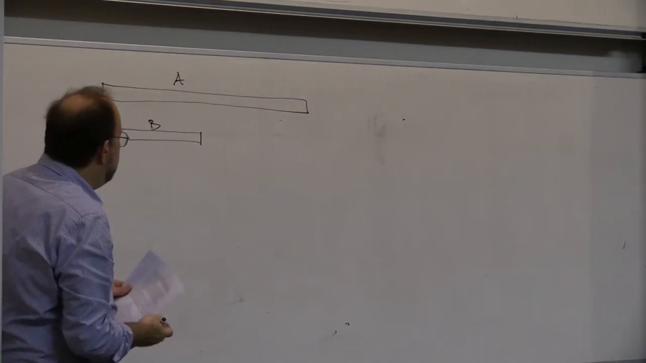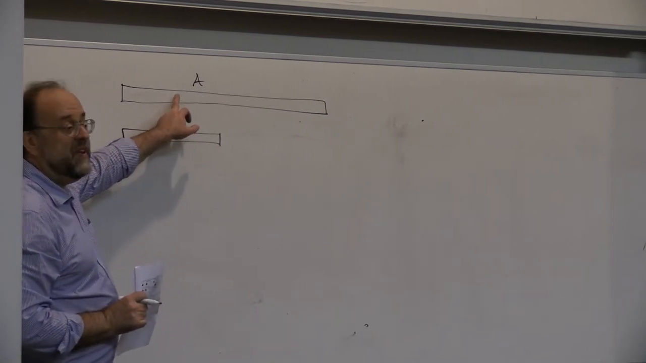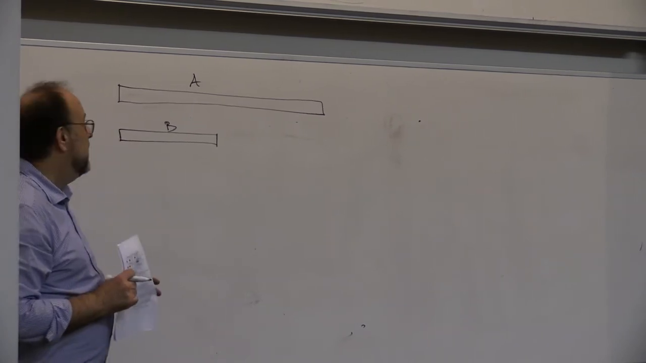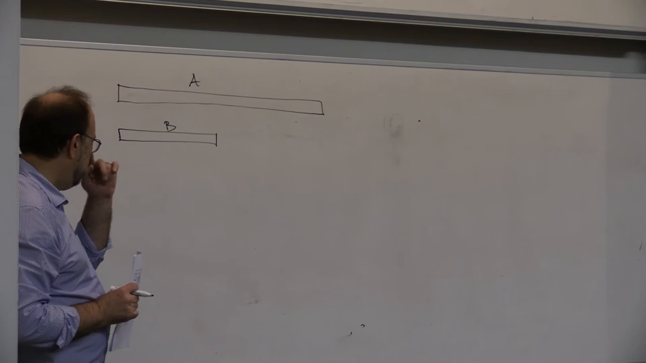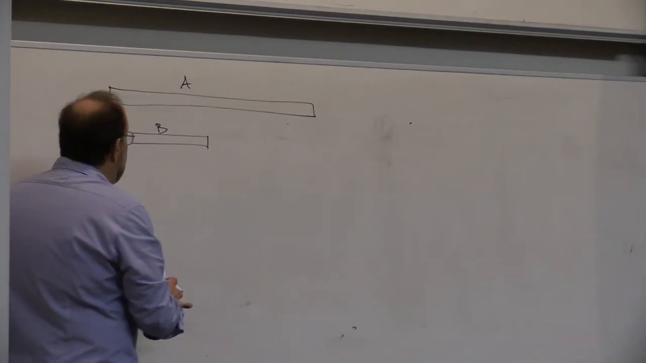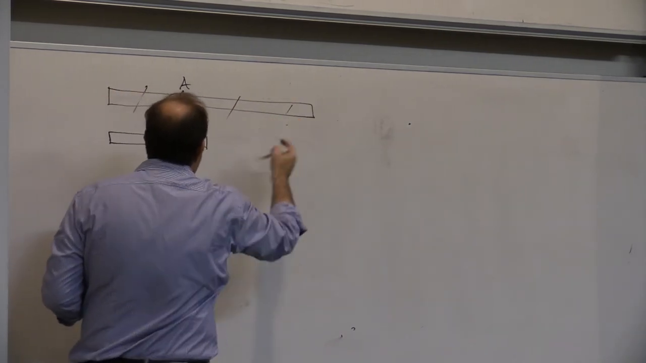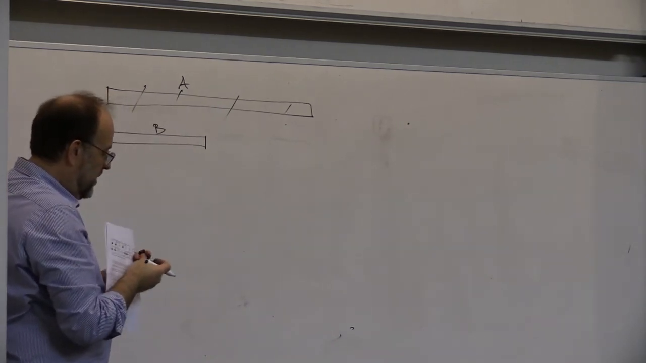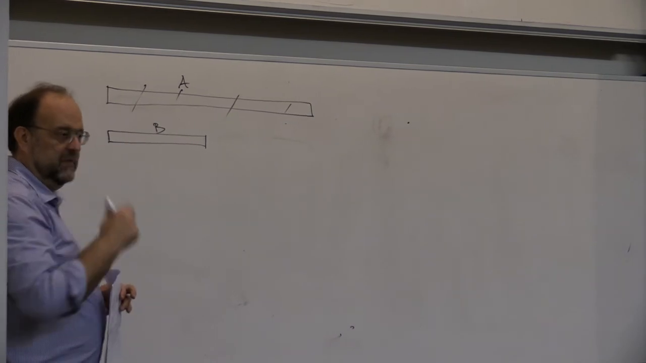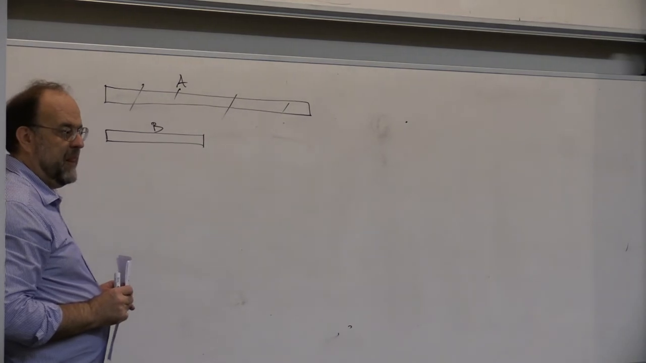The question is, you have to answer whether B is a subsequence of A, not necessarily contiguous. How would you solve this problem? How would you determine? Essentially, I'm asking you, is it possible to delete some of the letters of A and end up with B in the same order as they appear in A? How would you do that?